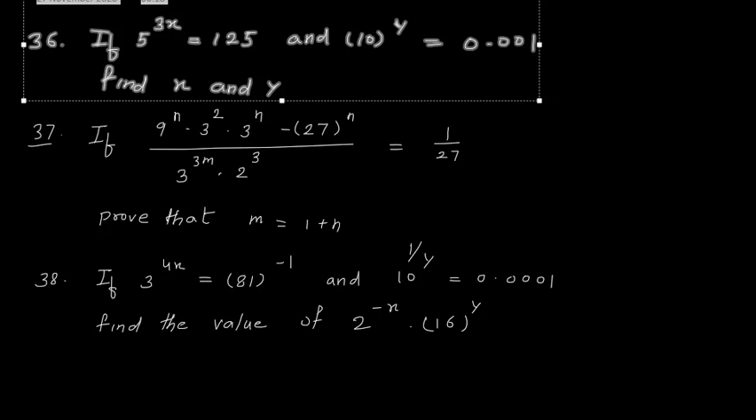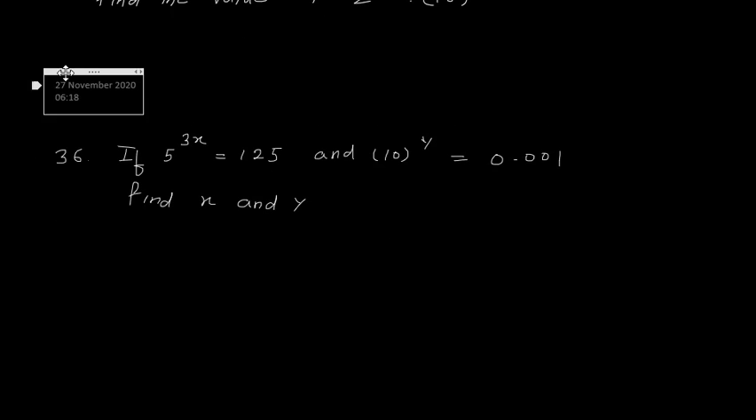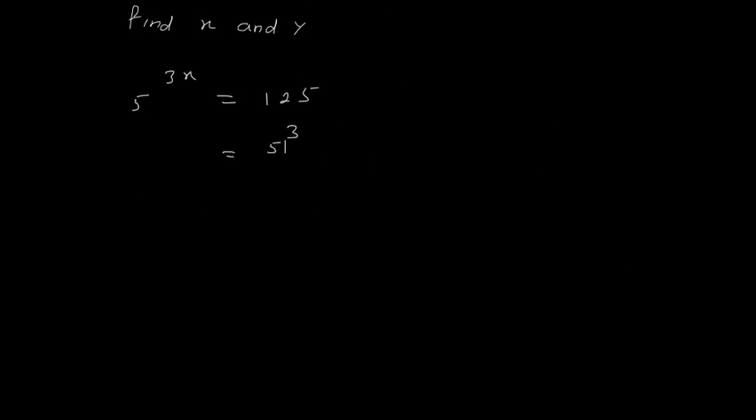Now next question, 36th question. Here we have 5 power 3x is 125 and 10 power y is 0.001. We have to find x and y. So 5 power 3x is equals to 125. Now this 125 we can write as 5 power 3. So when we compare the base, we will get 3x is equals to 3 and this gives me x is equals to 1. So I got x is equals to 1.